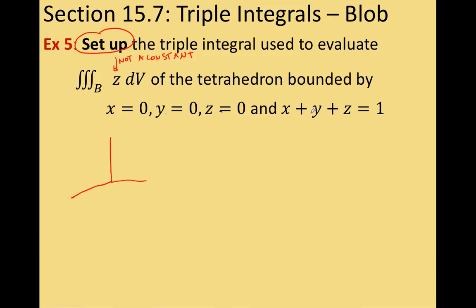What does this look like? Just draw intercepts, right? When x and y are 0, z is 1. When x and z are 0, y is 1. And when y and z are 0, x is 1. There's my 3D picture.